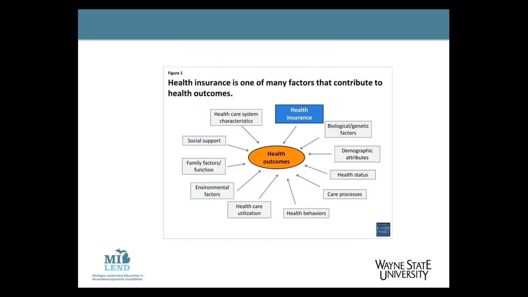Another way to look at it is that we know a lot of attention is placed on health insurance as being directly related to health outcomes. But if we apply our equity lens to that and look more broadly, we're reminded that there are many additional factors that contribute to health outcomes. Beyond biological and genetic factors, we know there are care process factors, healthcare system characteristics, environmental factors, the way people utilize healthcare, and demographic attributes, just to name a few, in addition to social and family support.